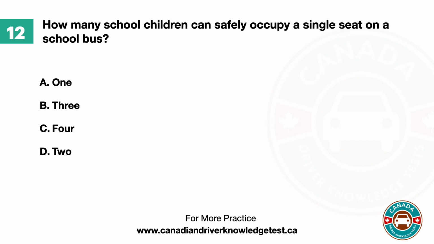Question 12. How many school children can safely occupy a single seat on a school bus? A. 1, B. 3, C. 4, D. 2. The answer is B. 3.